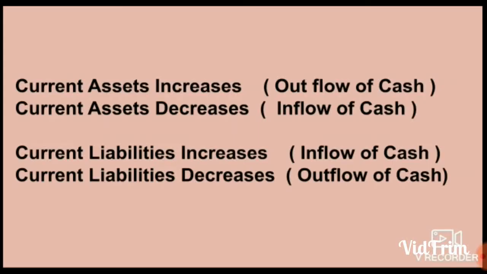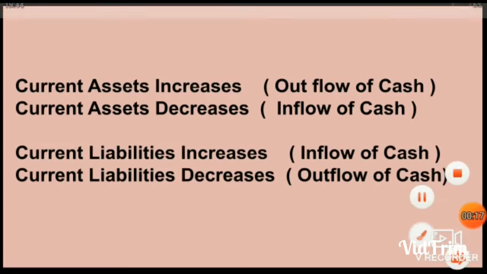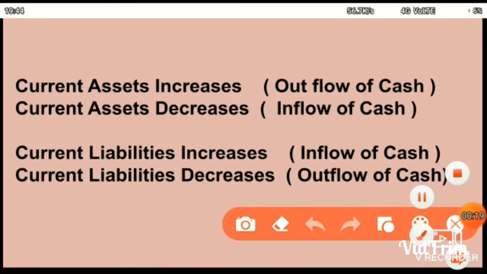Now, before I explain to you how to show the inflows and outflows of cash from current assets and current liabilities in the cash flow statement, you have to understand this concept that if there is an increase of current assets during a year, we assume that there is an outflow of cash from the business. And if current assets decrease during a year, we assume that there is an inflow of cash in the business. And for current liabilities, if current liabilities increase during the year, then we assume that there is an inflow of cash in the business. And if current liabilities decrease during the year, then we assume that there is an outflow of cash from the business.